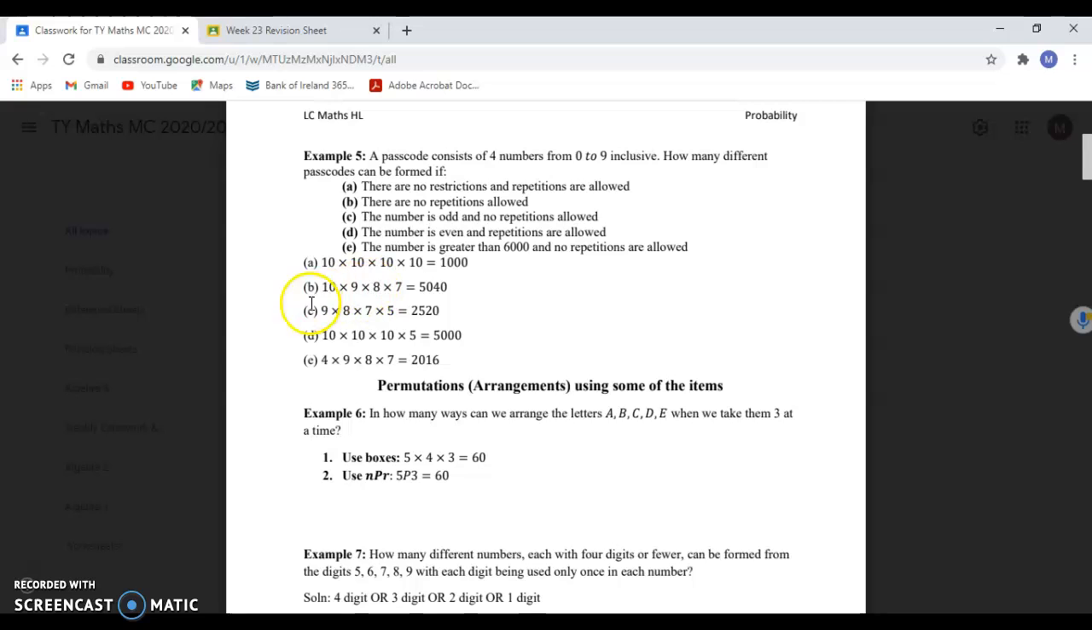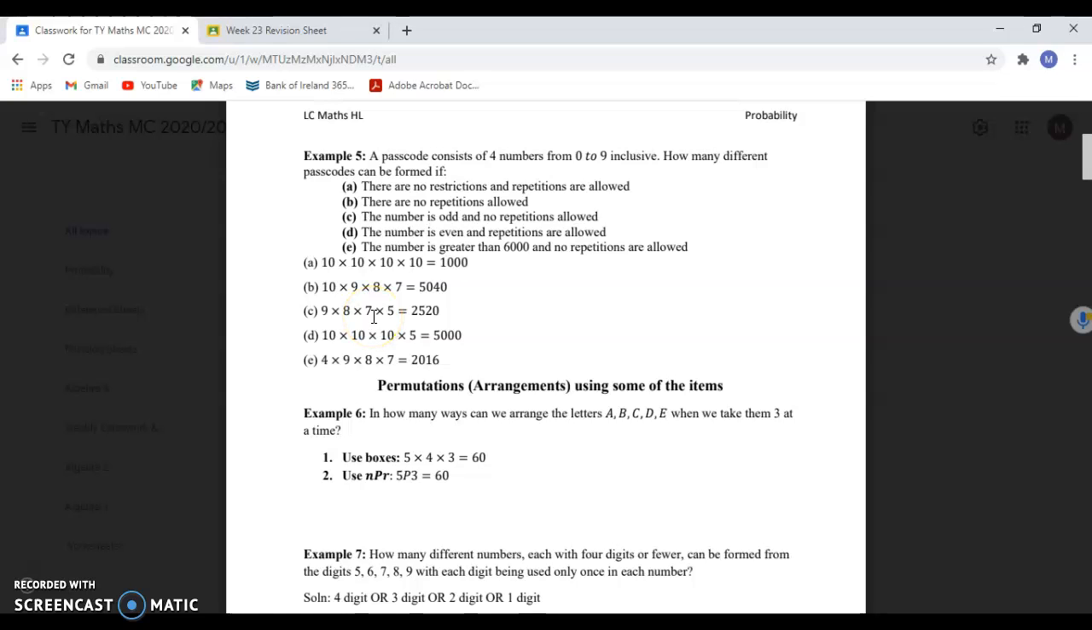So looking here at part C, if it's odd and no repetitions, when it's odd, I'm going to fill in the last box first. The last box is the most important one. How many options do I have for the last box? Well, to make it odd, it could be 1, 3, 5, 7, or 9. So I have 5 different options for the last box. One of the digits is gone. How many are left? There's 9 by 8 by 7. This is part C done.